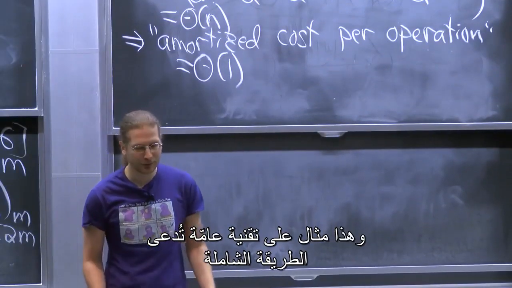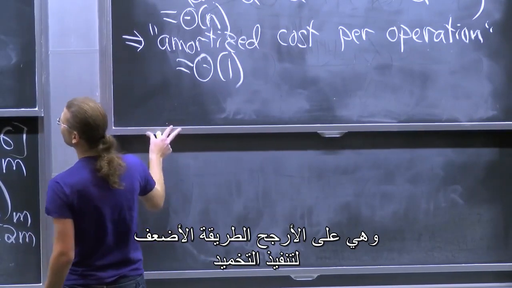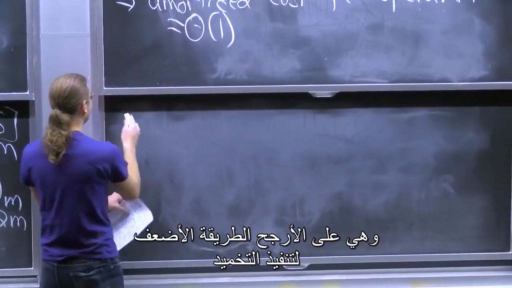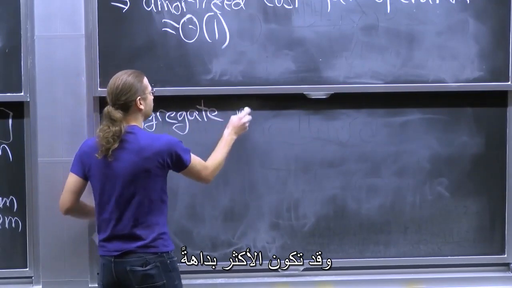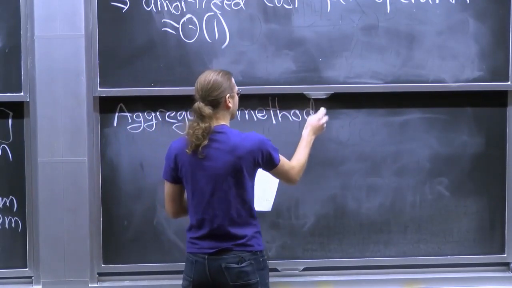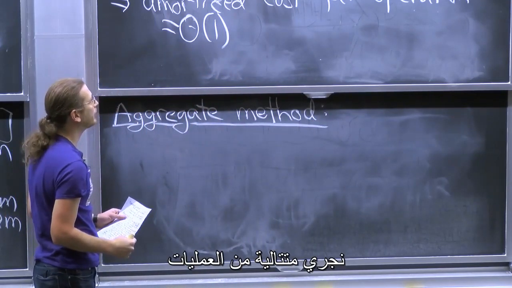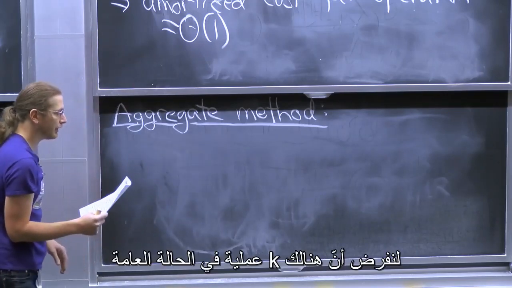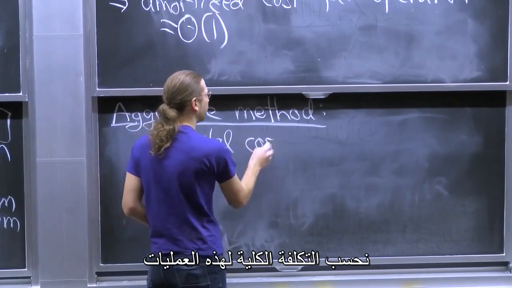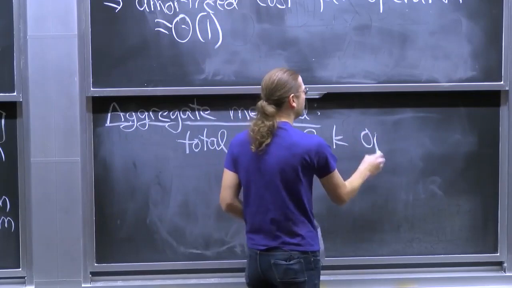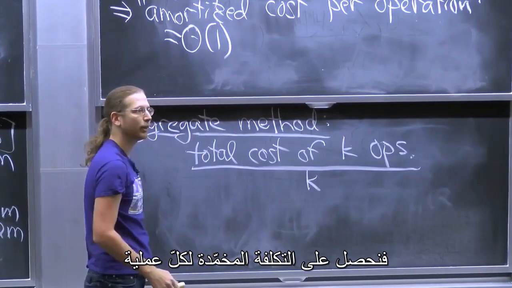And this is an example of a general technique called the aggregate method, which is probably the weakest method for doing amortization, but maybe the most intuitive one. So the aggregate method says, we do some sequence of operations. Let's say in general there are k operations. Measure the total cost of those operations. Divide by k. That's the amortized cost per operation.